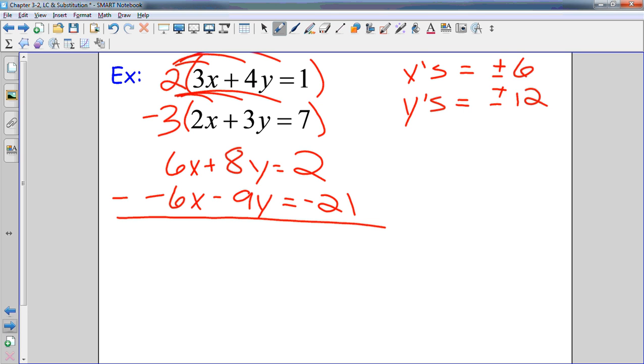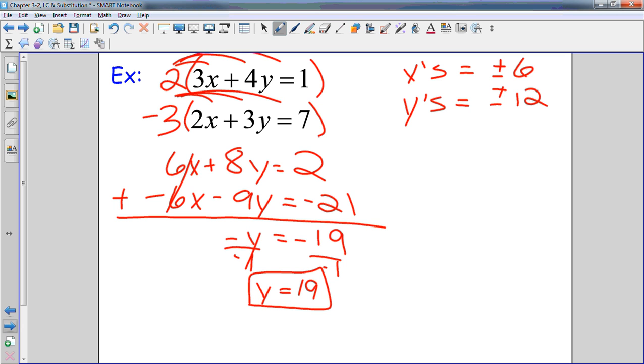Now I can add them together. These are going to cancel. I have negative y equals negative 19. Divided by negative 1, y equals 19. There's one answer for my point of intersection. I have my y. Y is 19. Right? You with me? Right there.